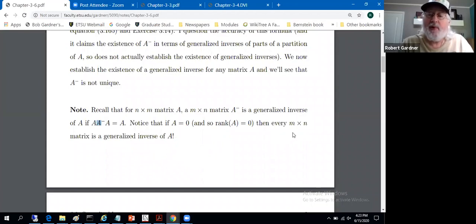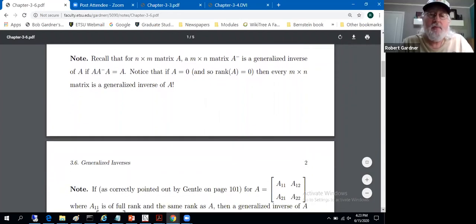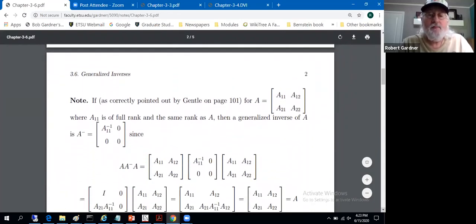In fact, every appropriately sized matrix is a generalized inverse of the 0 matrix. So that's pretty weird. That shows right there we don't have uniqueness. Yeah, but we're looking at the zero matrix. We can do a little bit better than that. But that does destroy uniqueness in general.